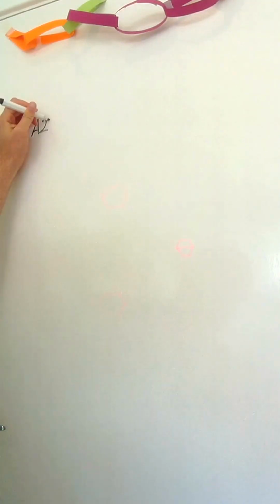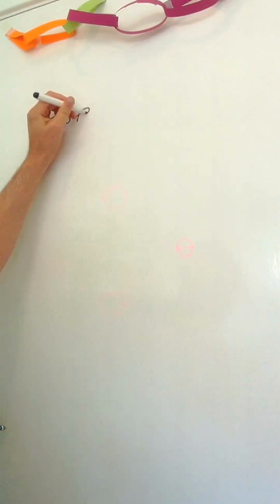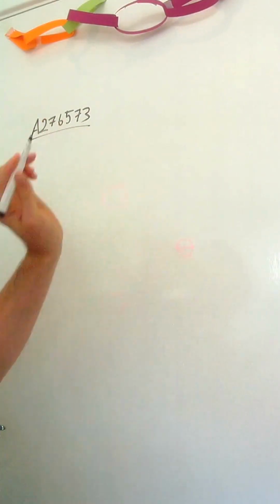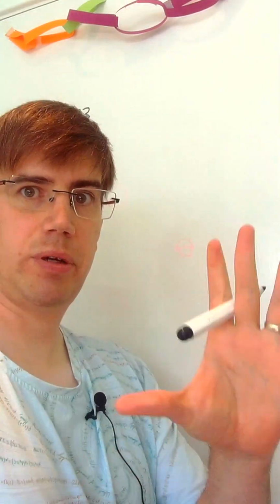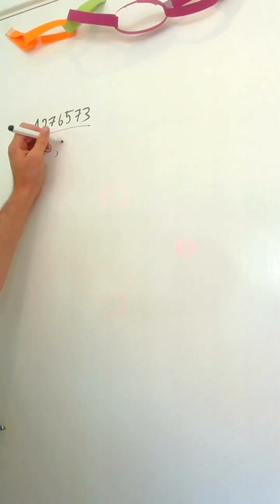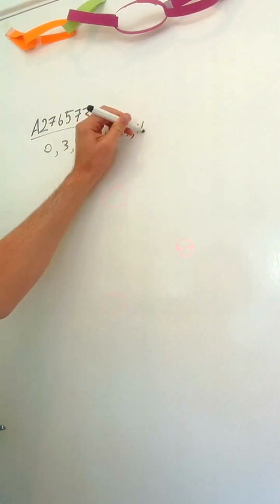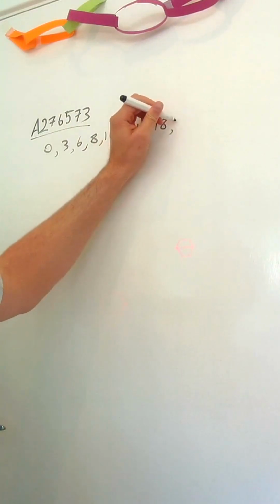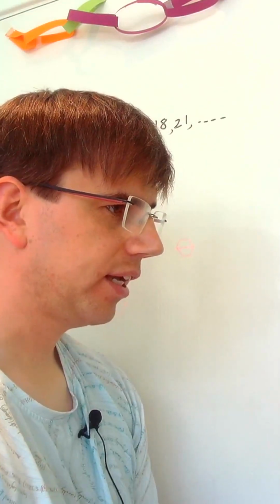A276573. If you're watching this when the OEIS has moved to 7 digits, hello person from the future, I wonder how far away that is. And it goes 0, 3, 6, 8, 11, 15, 16, 18, 21, and we'll stop there. Okay, so it said it's infinite. That's correct there. It's going to go on forever.